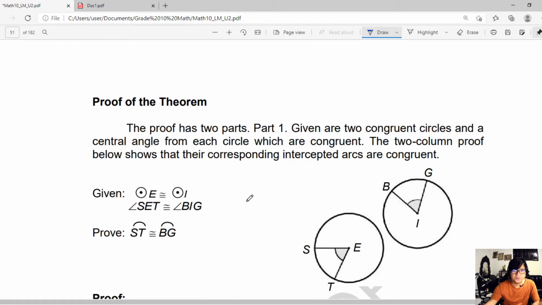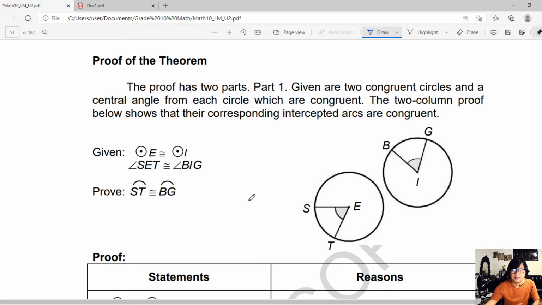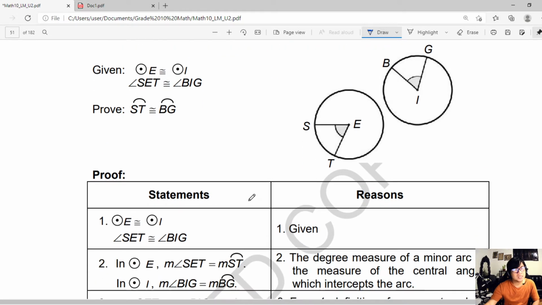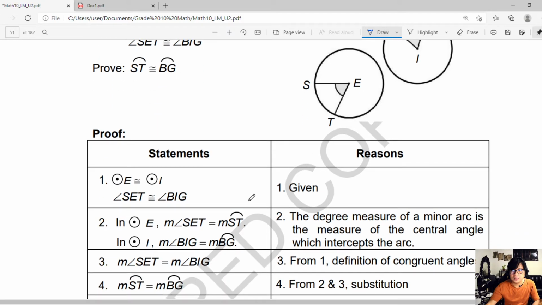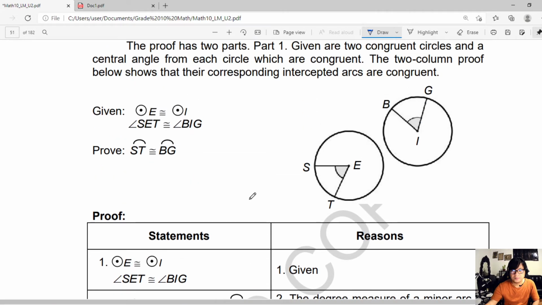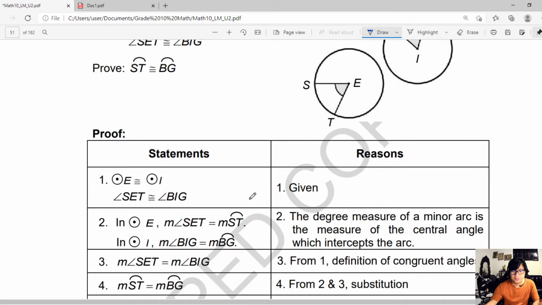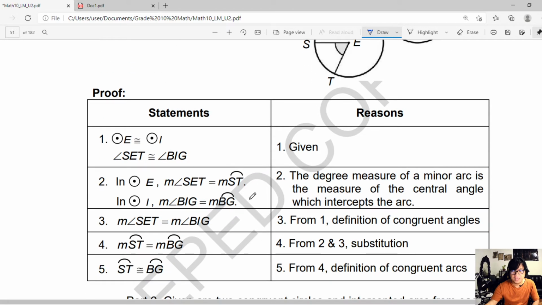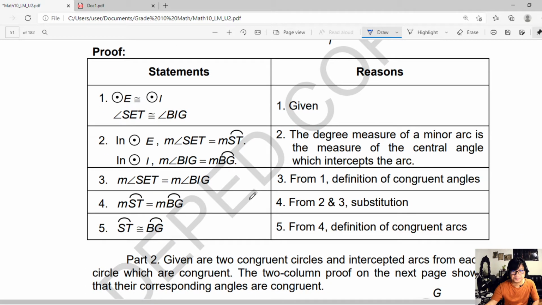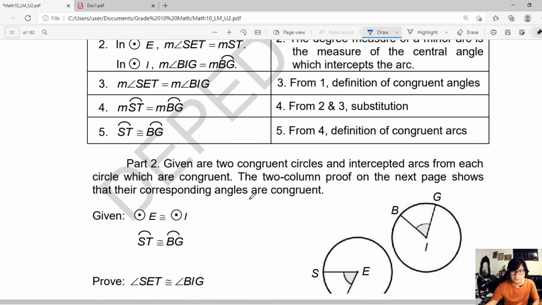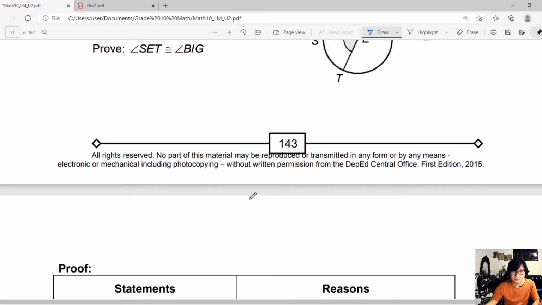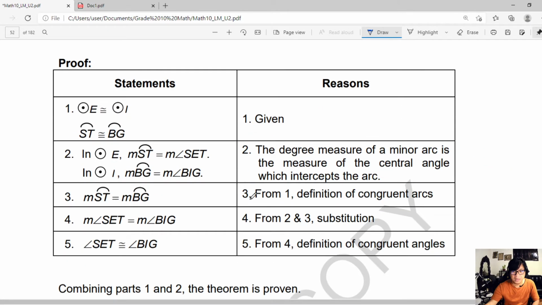So, this is the proof of the theorem. Yan yung proof niya. Ginamitan siya ng 2-column proof. Matandaan nyo sa grade 9 niyo, meron kayong proving. Ito yung kadalasan ginagamit sa pag-prove, yung 2-column proof. This one. So, this is the proof of the theorem number 1. Ito yung pangalawang proof niya.